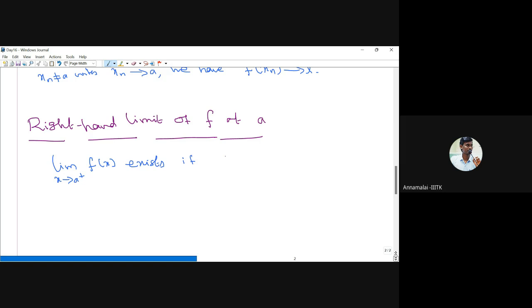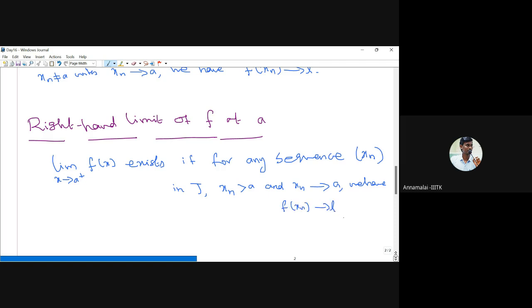For any sequence xn in the domain J, where all the xn's are bigger than A and xn converges to A, we have f of xn converges to some point L, then L is the right hand limit of the function. So the same definition, the only thing is you have to take the sequence which is bigger than A but converges to A.